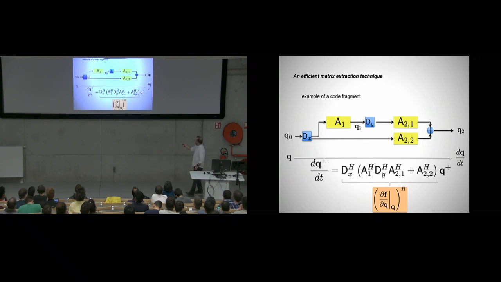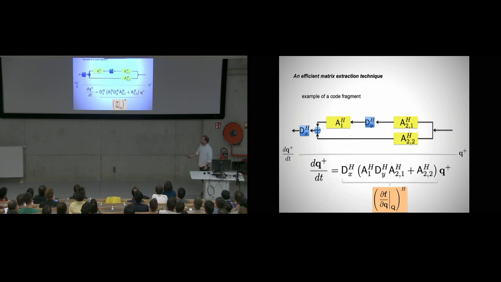Now if you look at this one, you have to read it from right to left. It basically says, first I have to do A22, then A21, then Y, then A1, and then the X at the end. So what that means is I have to reverse the order of my block diagram. I have all these matrices, so transposing them is a piece of cake. I just have to run through my code in reverse order and call the transpose of the matrix that I linearized. That's it.